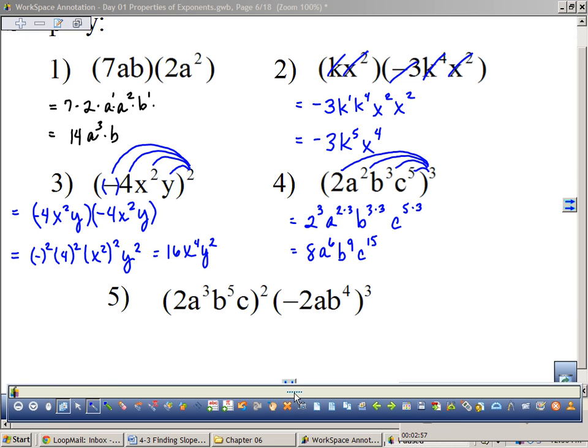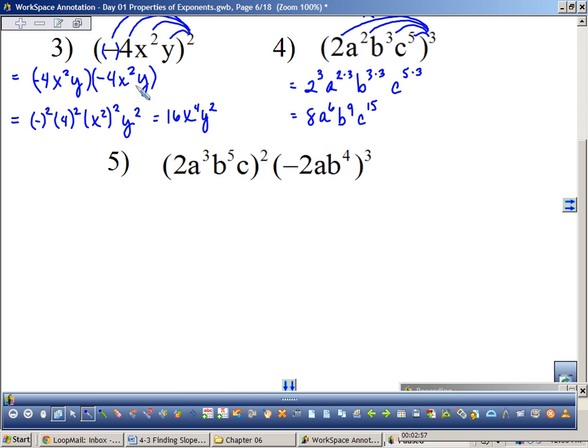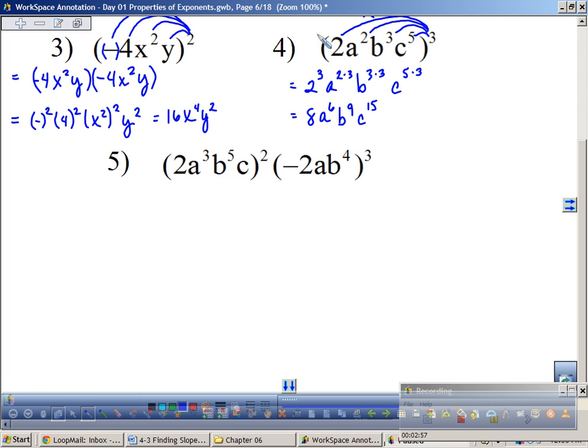Last one. This one gets a little more complicated. This is a little more like what your homework's going to look like. You guys ready? You can still see 3 and 4. Do you guys need 1 and 2 still?